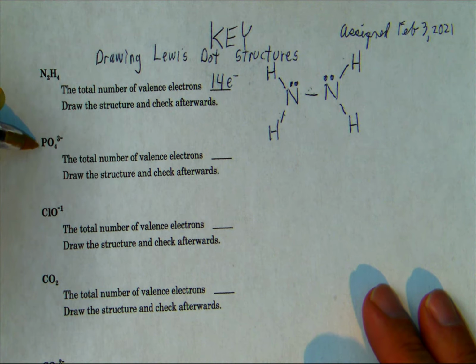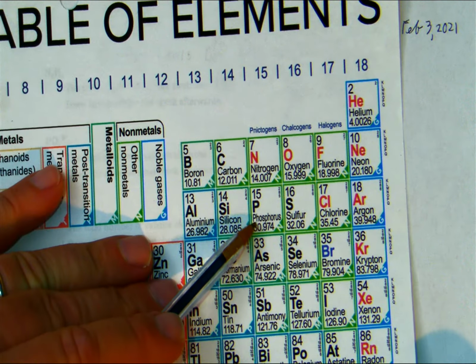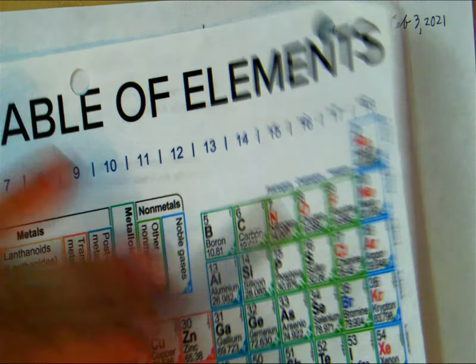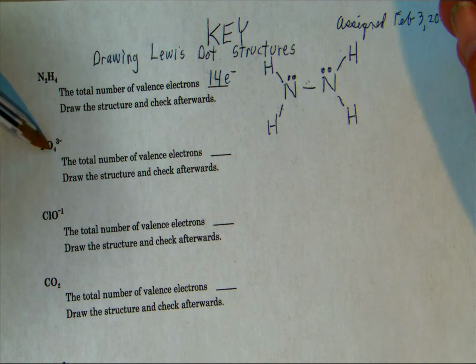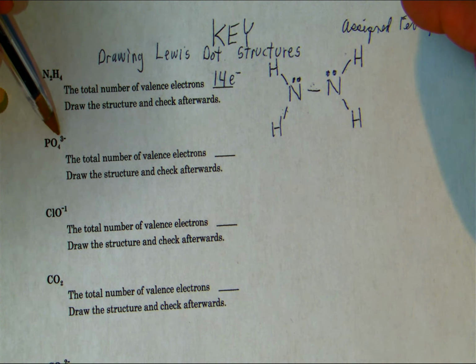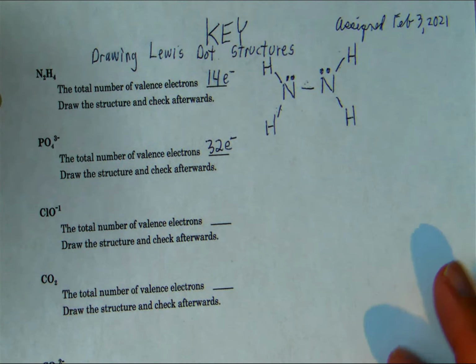Next, we have a polyatomic ion, PO4 with a 3- charge, which I believe is called the phosphate polyatomic ion. Phosphorus has 5 valence electrons, and oxygen has 6 valence electrons. 6 times 3 is 18. 6 times 4 is 24, plus 5 is 29, and this net charge means there are 3 additional electrons. So I have a total of 32 electrons that I need to accommodate.